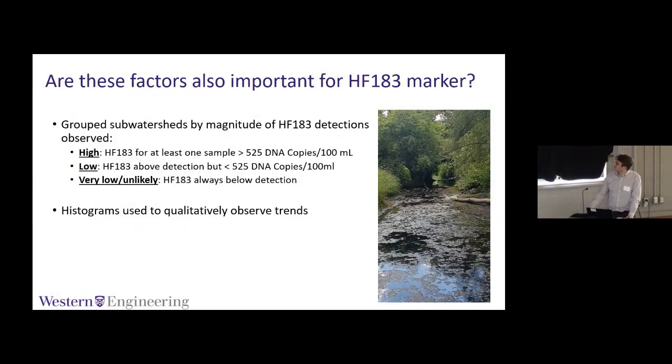Next, we wanted to ask if these parameters were significant for the HF183 marker. So we grouped our sub-watersheds based on 3 categories: high, low, and very low or unlikely. With a watershed being categorized as high if we have had at least one sample exceed that risk threshold, as mentioned earlier. And with this, we can use histograms to qualitatively observe some preliminary trends.